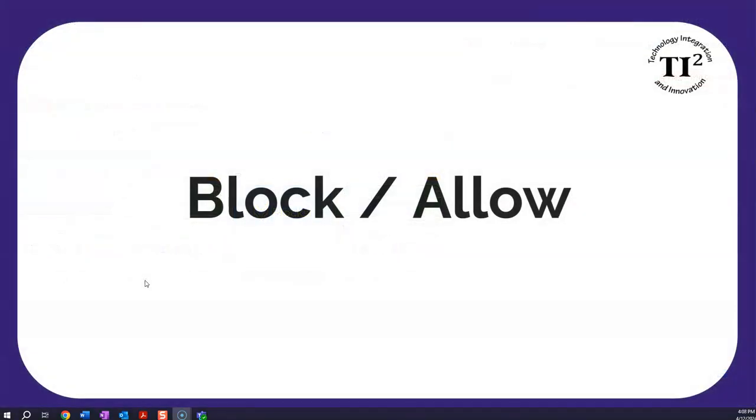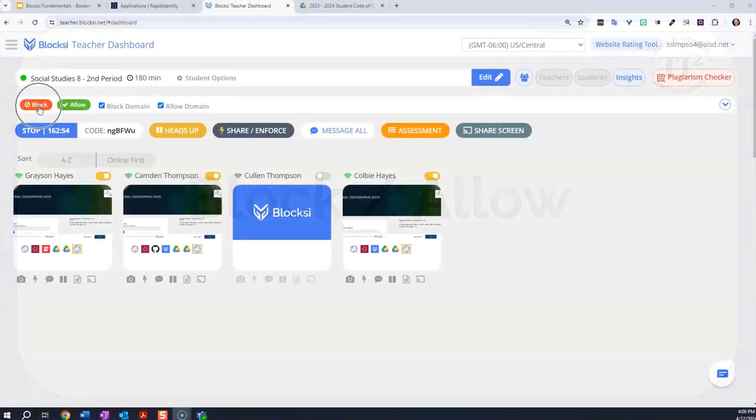Now, what if there's a website that's not blocked by the district filter, but that you never want your students to access? YouTube, for example. Blocksi allows you to block students from accessing certain websites, so it can function like your own classroom internet filter. Let's take YouTube. While there's lots of instructionally valuable content in YouTube, you don't want your students watching random YouTube videos in class when they should be focused on their schoolwork. Note the block and allow buttons and these checkboxes.